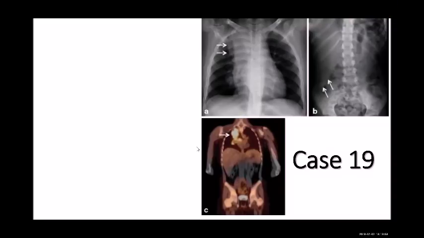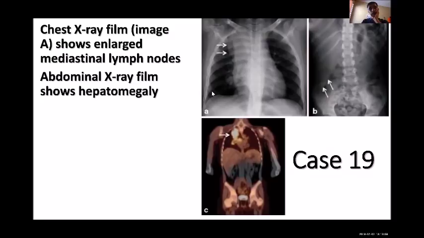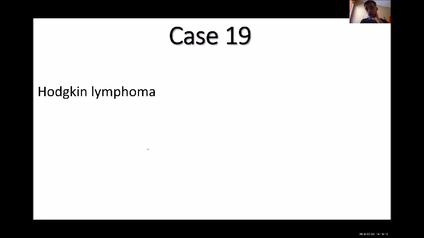Lymph nodes. Mostly yes. So in large mediastinal lymph node, there is hepatomegaly. Show hypermetabolic right parenchymal lymph nodes. Okay, so the diagnosis is what? Hodgkin lymphoma. So you all were wrong.